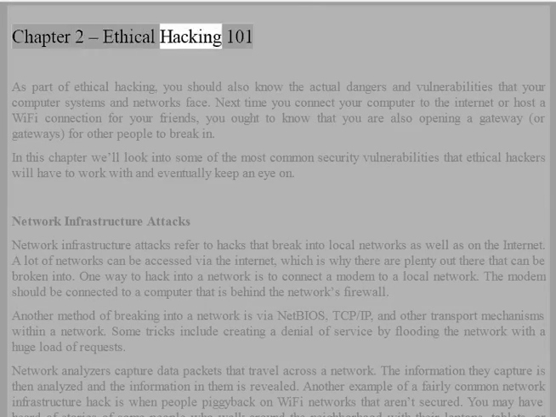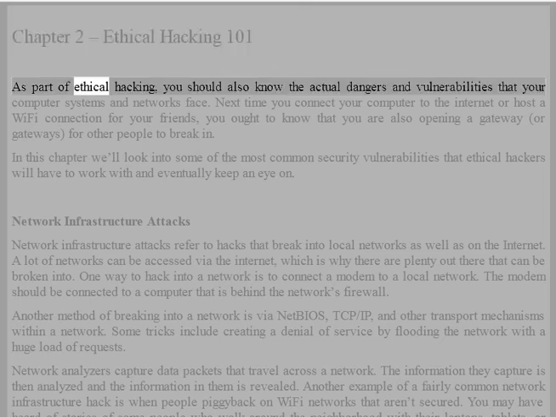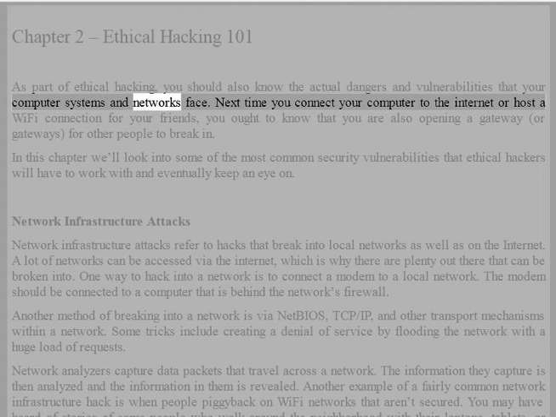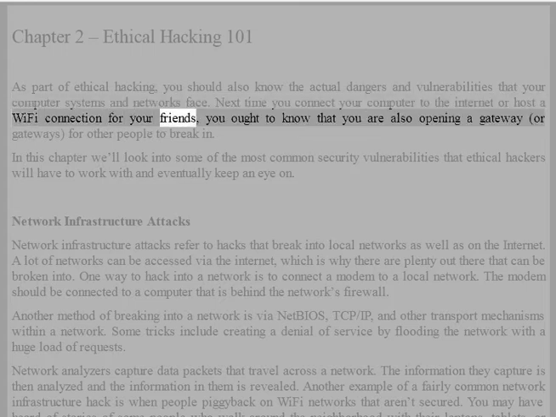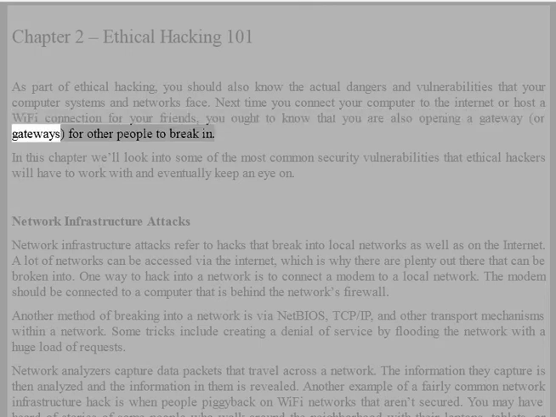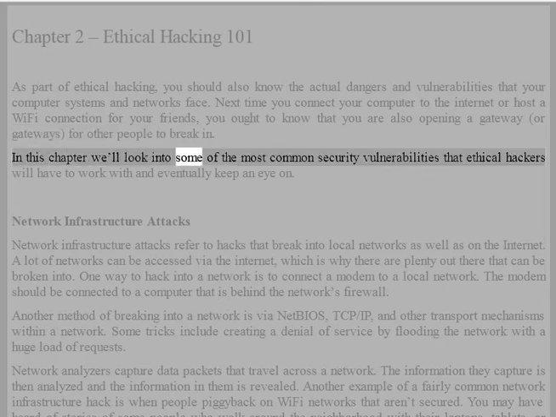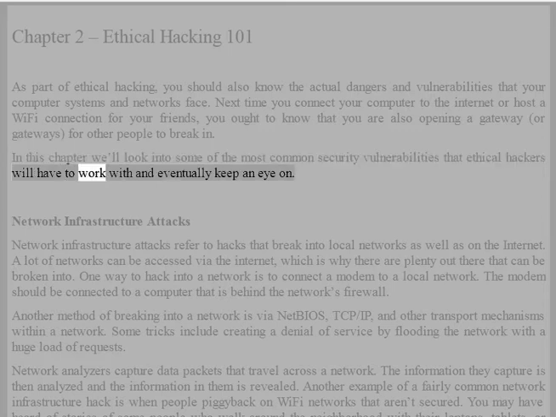Chapter 2: Ethical Hacking 101. As part of ethical hacking, you should also know the actual dangers and vulnerabilities that your computer systems and networks face. Next time you connect your computer to the internet or host a Wi-Fi connection for your friends, you ought to know that you are also opening a gateway, or gateways, for other people to break in. In this chapter we'll look into some of the most common security vulnerabilities that ethical hackers will have to work with and eventually keep an eye on.